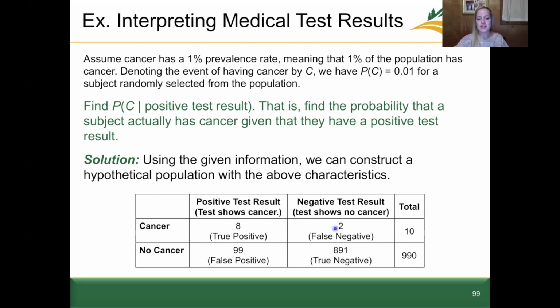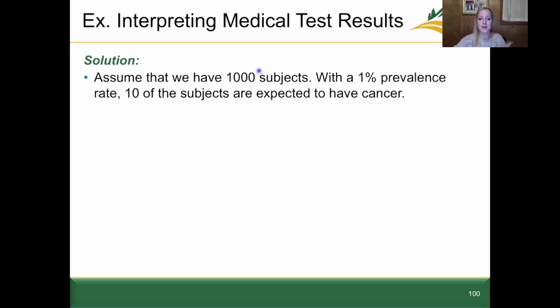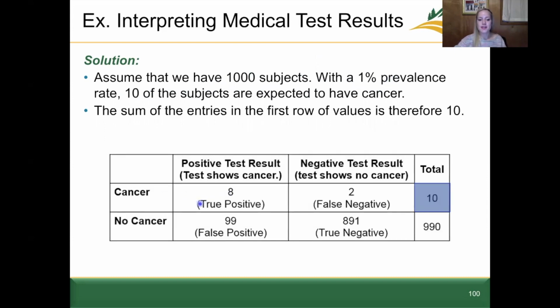Let's talk through each of these data points and figure out how we got these numbers. Again, we're going to assume 1,000 subjects total with a 1% prevalence rate. 1% of 1,000 is 10. How do we get that? We take this number 1%, move the decimal point over 2 times, we take 0.01 multiplied by 1,000. Here then, we have 10 of the subjects that are expected to have cancer based on this percentage. Now, in setting up our table, the individuals that do have cancer, we know this will total up to 10.